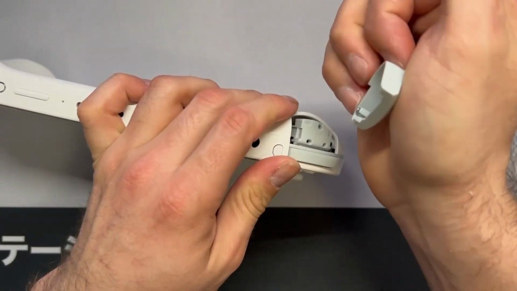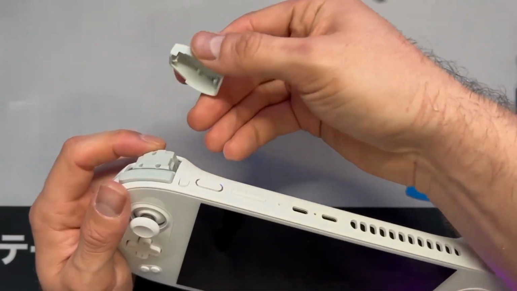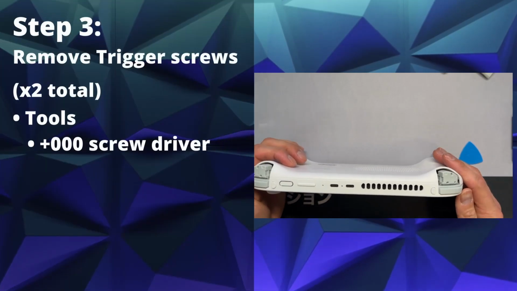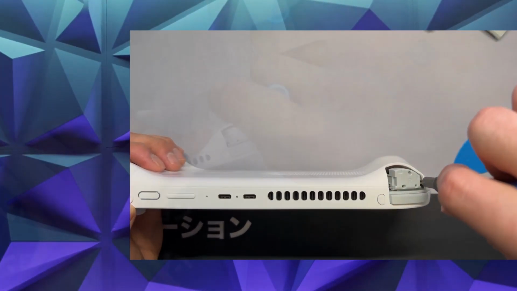Next, we're going to need to lift up the trigger caps, so be gentle, make sure you don't damage them, but you just need to pull straight up, and when you look underneath, it'll expose 2 different screws, the same on both sides. Step 3, we're going to remove 2 screws on the triggers, and step 4, there's going to be 4 screws on the sides.